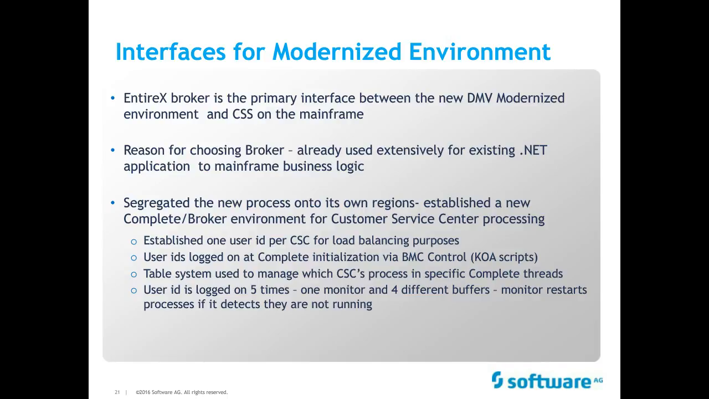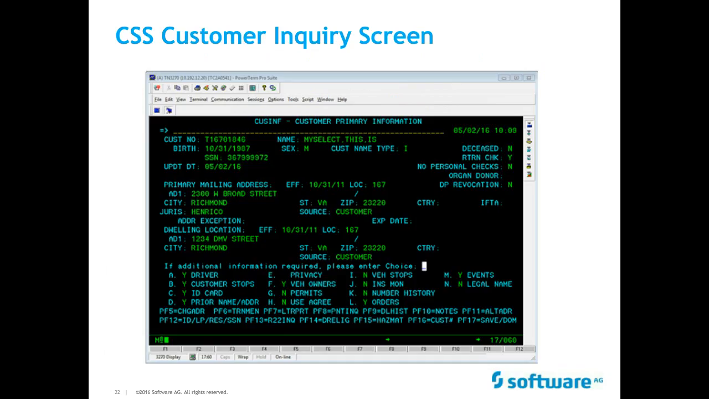I didn't have a live demo for today, but one thing I wanted to show, this is the CSS, the old green screen customer inquiry screen. And you can see here, it's a little difficult to read. I mean, it's a standard mainframe screen. It's all Courier-based. There's cryptic definitions for what's on the screen. No drop-down help available, and it only shows what data is available for this one customer on this one screen.